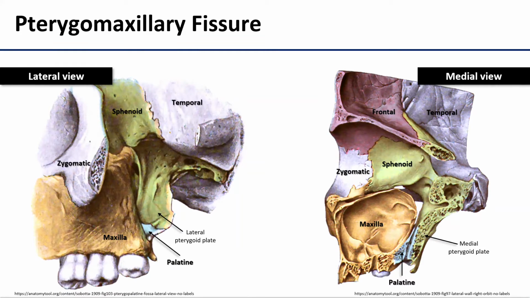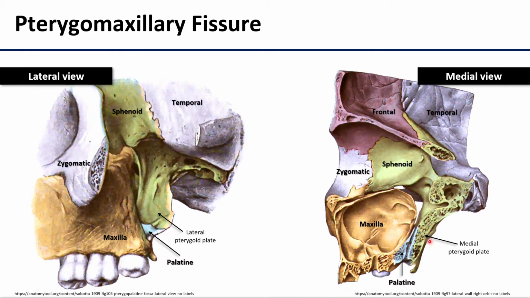So on the left over here is a lateral view of the skull, and it's zoomed in on the infratemporal region. So the bones making up the walls of this area are colored and labeled. So you've got maxilla in orange, you've got zygomatic and temporal in purple, and then you've got sphenoid in green, and we have a very small little slip of palatine bone here in sky blue.